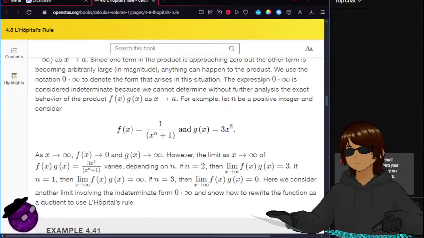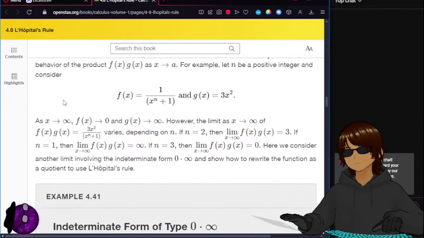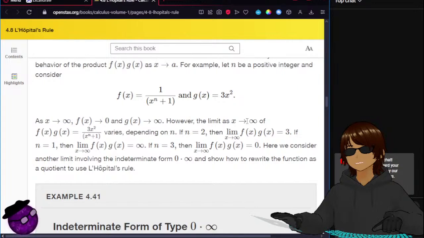The expression 0 times infinity is considered indeterminate because we cannot determine, without further analysis, the exact behavior of the product f of x times g of x as x approaches a. As x approaches infinity, f of x approaches 0 and g of x approaches infinity. However, the limit as x approaches infinity of f of x times g of x varies depending on n. If n is equal to 2, then the limit is 3. If n is 1, then the limit is infinity.